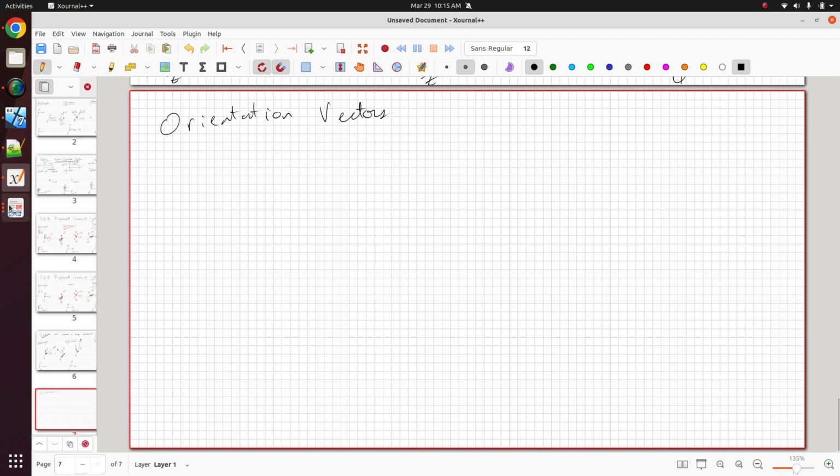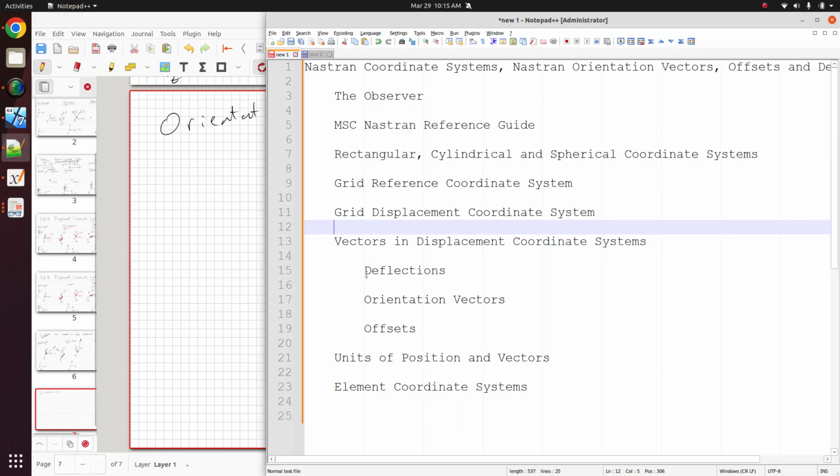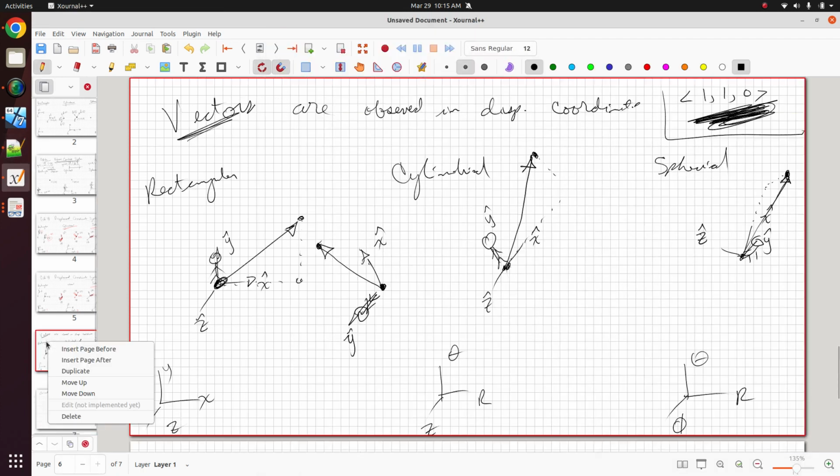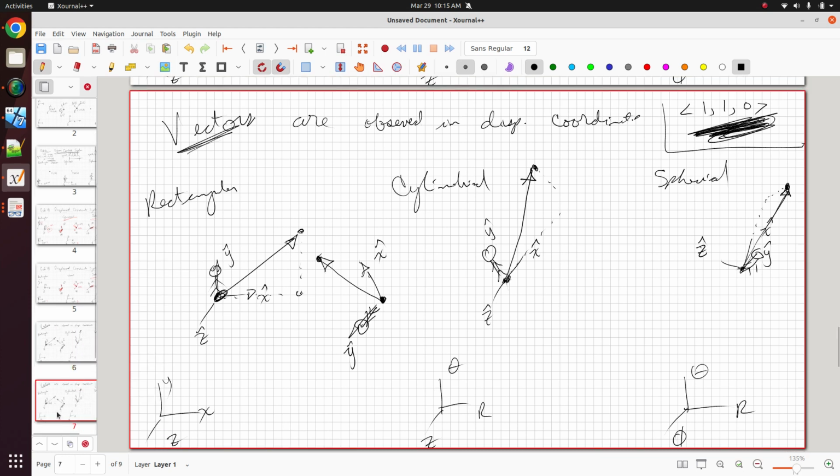And let me make sure we're following the agenda here. Actually, let's go ahead and have a conversation about displacements real quick. Let's talk about deflections.